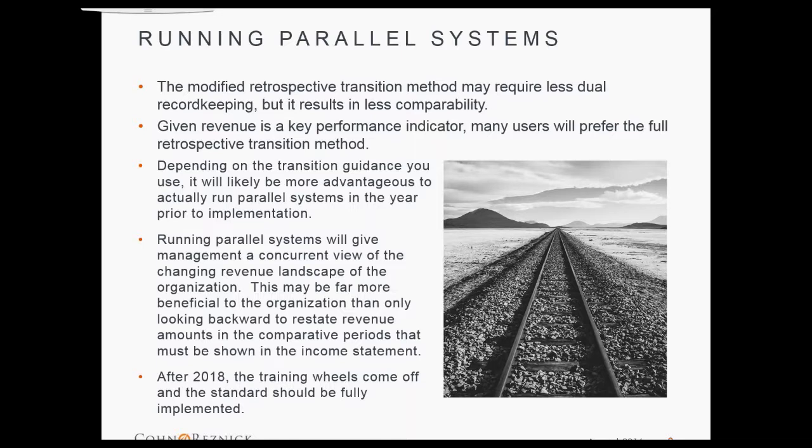The modified retrospective transition method may require less dual record keeping, but it results in less comparability. Given revenue is a key performance indicator, many users will prefer the full retrospective transition method. Depending on the transition guidance you use, it will likely be more advantageous to actually run parallel systems in the year prior to implementation. Running parallel systems will give management a concurrent view of the changing revenue landscape of the organization. This may be far more beneficial to the organization than only looking backward to restate revenue amounts in the comparative periods that must be shown in the income statement.